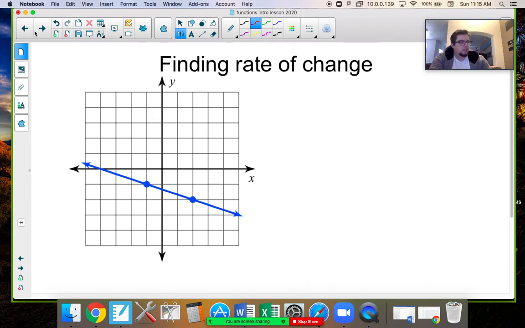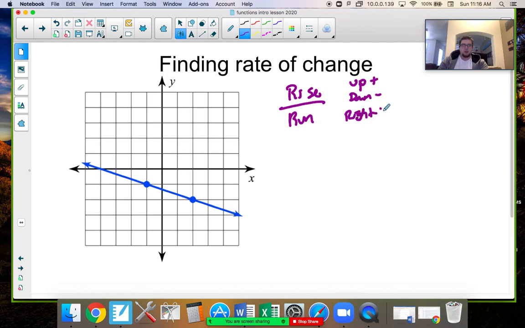Last thing that's on that notes page I want you to fill out. We talked about it on Friday for our virtual day, but here's a quick recap. Finding rate of change, remember that it's rise over run. For the rise, up is positive, down is negative. For the run, right is positive, left is negative.